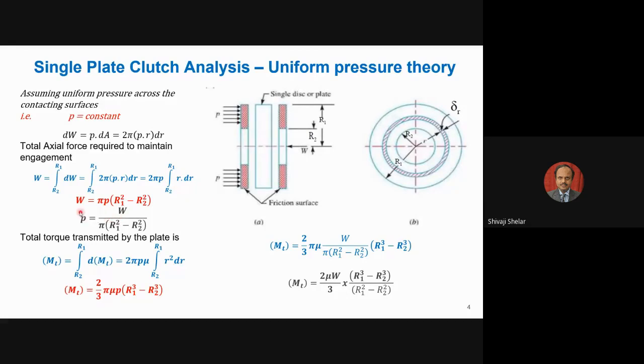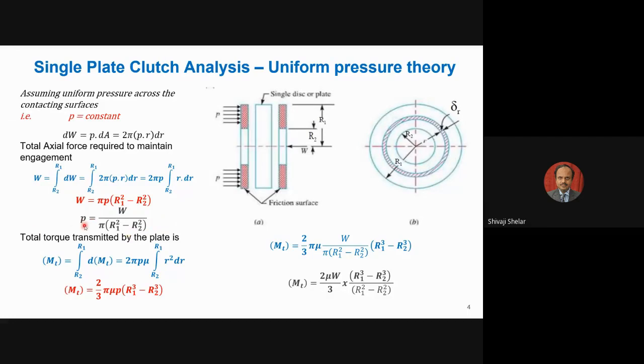So we have W equal to, by putting upper limit and lower limit, pi P into R1 square minus R2 square, where R1 is the outside radius and R2 is the inner radius. From this, if you know W, you can calculate the pressure requirement to transfer the torque, or if you know the maximum allowable bearing pressure and the geometry of your friction disc, you can calculate the axial force requirement. So these two formulas are complementary to each other.